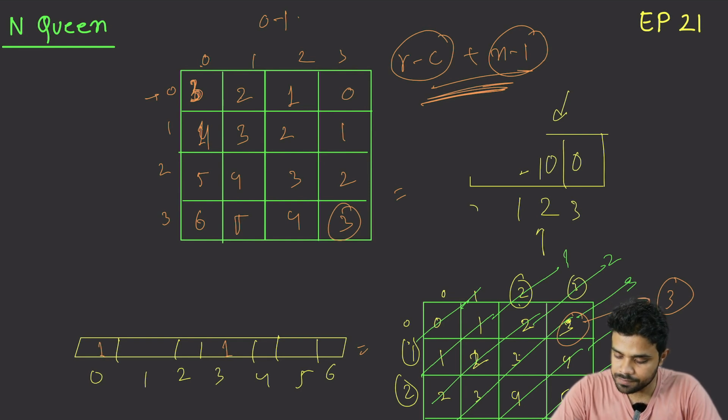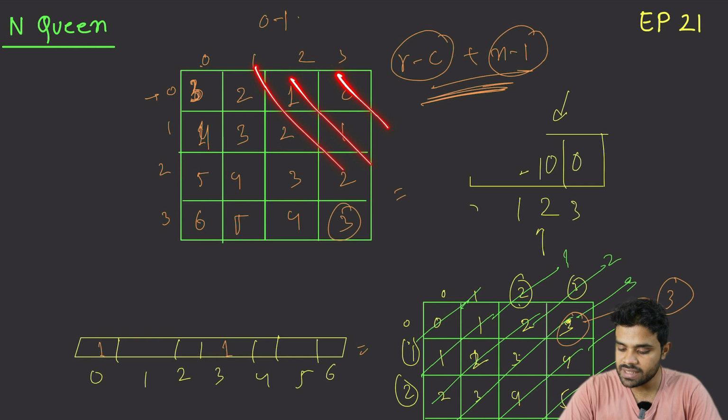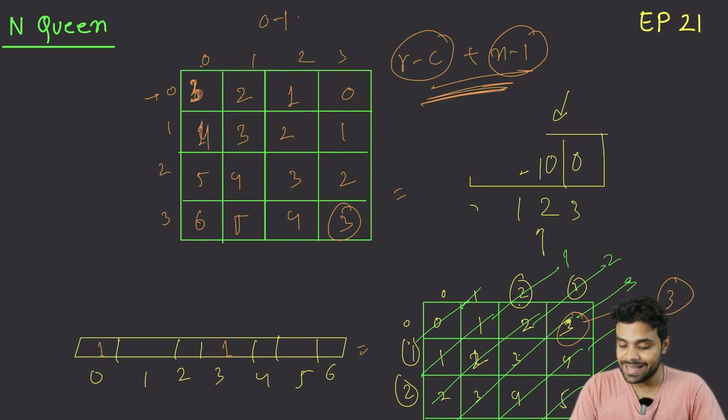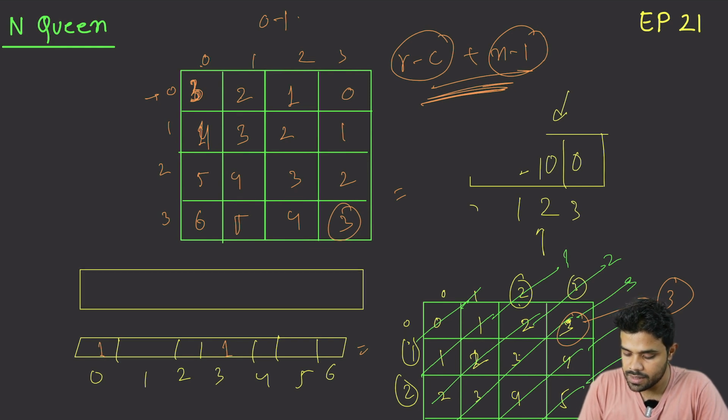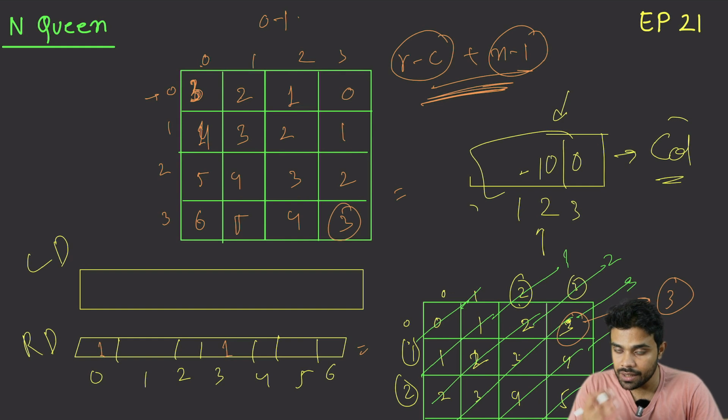So now we can see that this was the diagonal that we were talking about, right? These diagonals have the same value, so we can denote them by the index of an array. This current one is for the left diagonal. This was for the right diagonal, and this particular array was for the column. So we are going to have 3 of these arrays. These 3 arrays will help us a lot in finding the safe position. We will see the previous solution as well as the optimized solution, so don't worry about it.